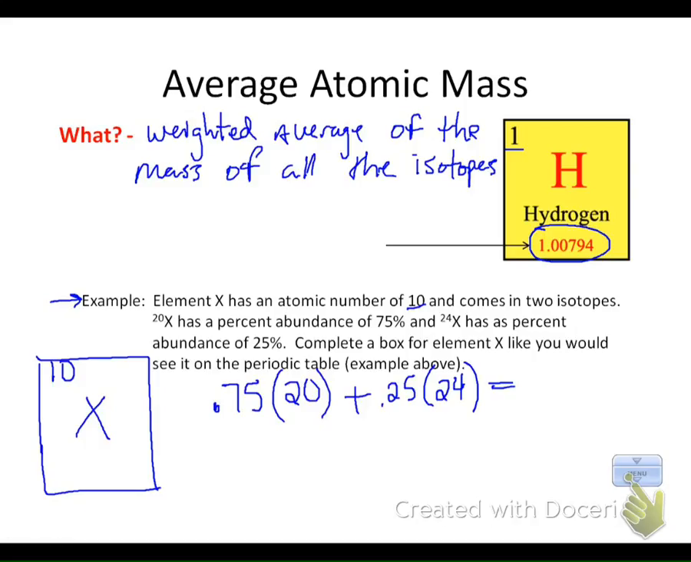Alright, so 75% of 20 is 15. 25% of 24 is 6. So that works out to be 21. So the average atomic mass of element X is 21. Now in this example I used easy numbers, so we didn't get a decimal. If you look at the periodic table, you will see almost consistently throughout decimal numbers.